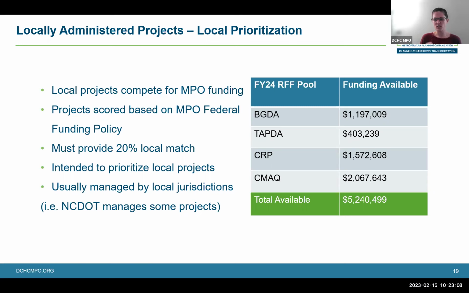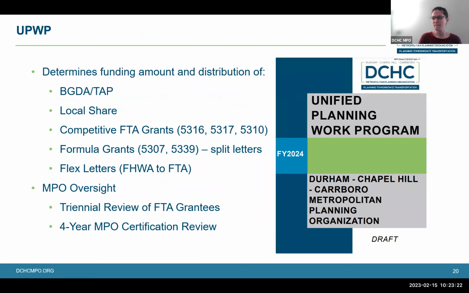This is also usually managed by local jurisdictions, but it is not always the case. You do have a couple of things that are not, such as if NC DOT were to manage some of the projects within this. And then you have the unified plan, which is that 1-year plan, basically says how the funds that the MPO receives will be allocated out based on population size, things along those lines. Some of these grants are specifically for transportation agencies based on what their actual function is. There's also just general oversight items that go in here, but it's a 1-year working plan.